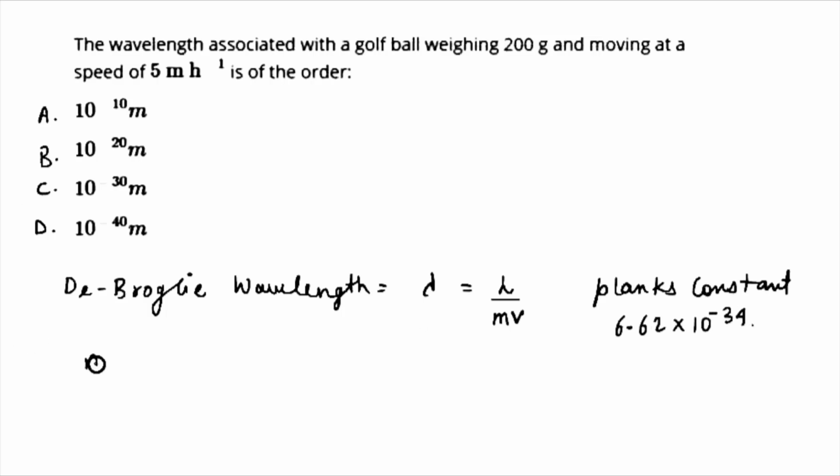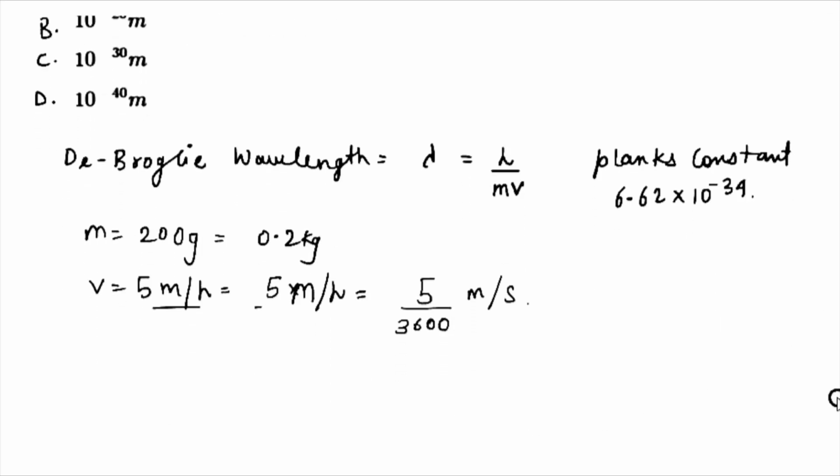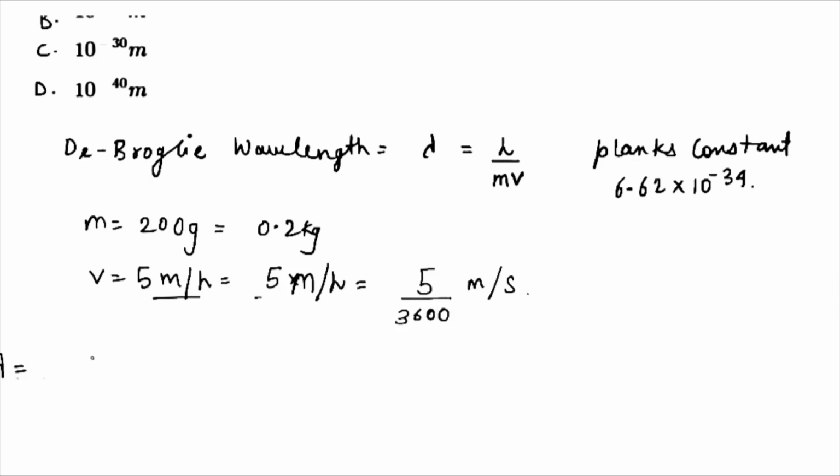We have been given the values of m, which is 200 grams; in SI it is 0.2 kilogram, and velocity of 5 meters per hour. To find it in meters per second, we have to convert hours to seconds, so it is 5 divided by 3600 meters per second. Hence, lambda would be equal to 6.62 into 10 raised to minus 34 divided by mass into v.